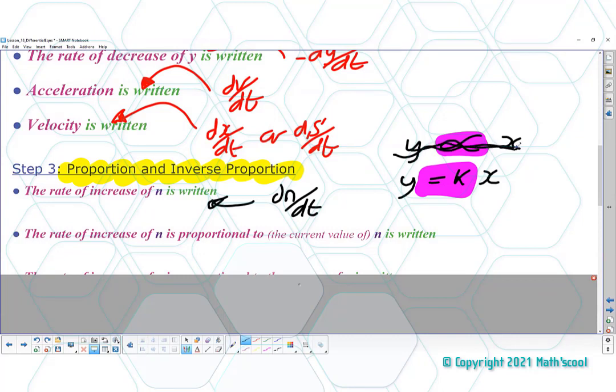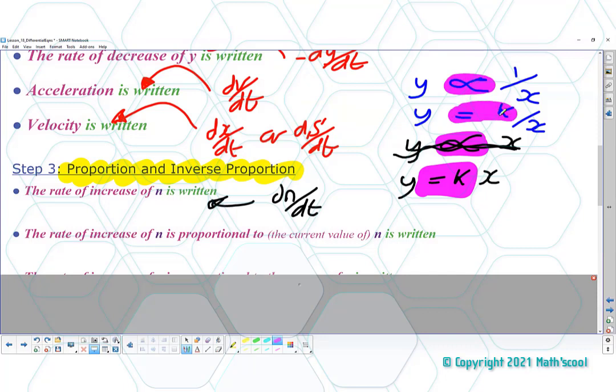The other thing they would say is y is inversely proportional to x. In GCSE, we would write it like this: y is inversely proportional to x. So inversely proportional to x means proportional to 1 over x. And then we would rewrite that as y equals k over x. And again, the proportional to sign just changed into an equals k. So it's the same rule again, the proportional to sign just changes into an equals k.